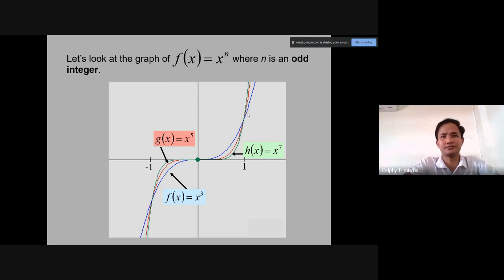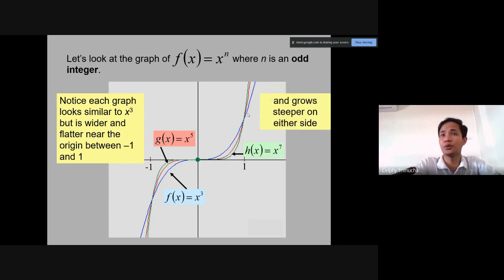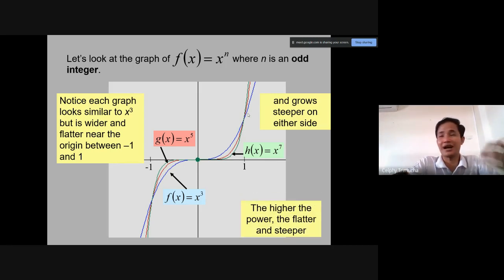So notice that each graph looks similar to x cubed, but it is wider and flatter near the origin between -1 and 1. So same man with the concept of even integer, it grows steeper on either side kasaka ang atong exponents. So the higher the power, the flatter and steeper it is.